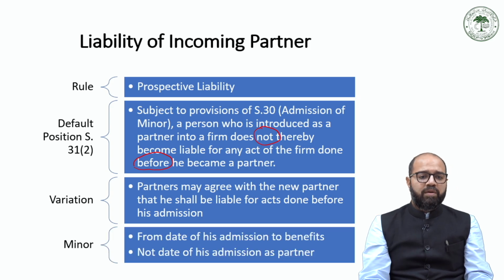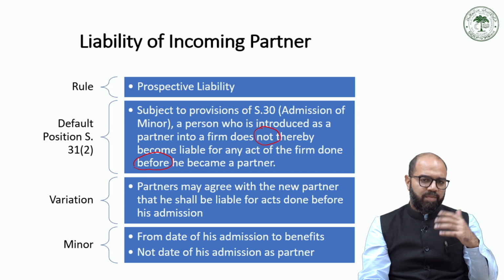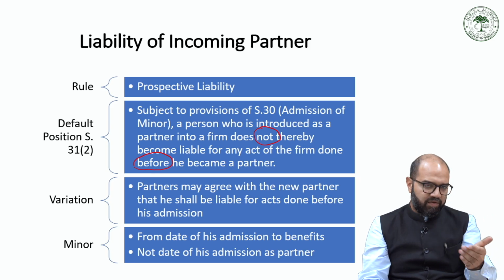However, the rule for a minor is different because it is statutorily contained under section 30, which deals with minors' agreement in a partnership. So the liability of a minor towards third parties does not commence from the date of his becoming a partner, but it relates back to the date of his admission to the benefits of the partnership. So therefore, for the minor, the default rule is that it is retrospective from the date he was admitted to the benefits of the partnership.